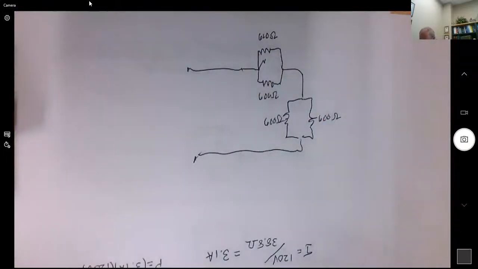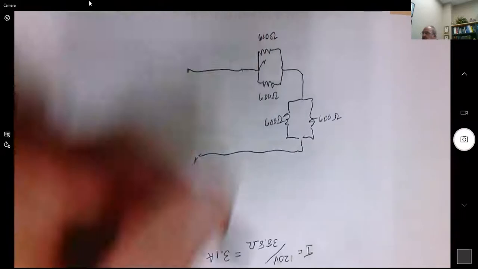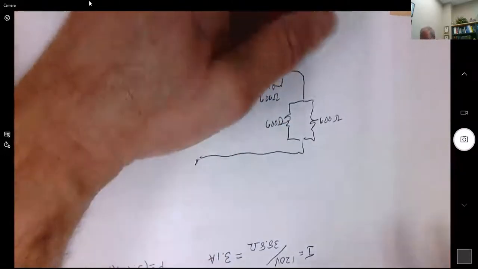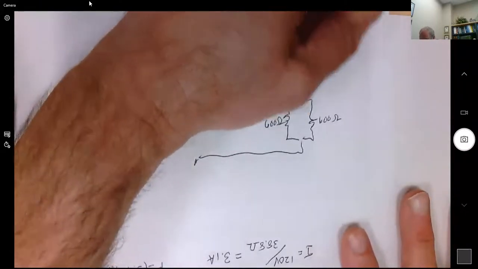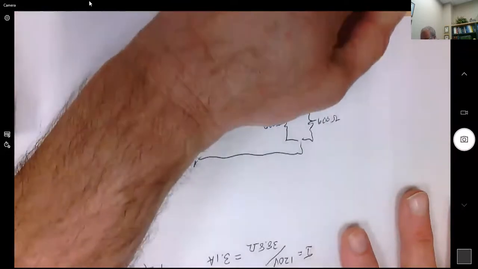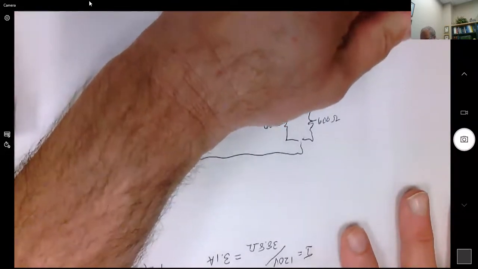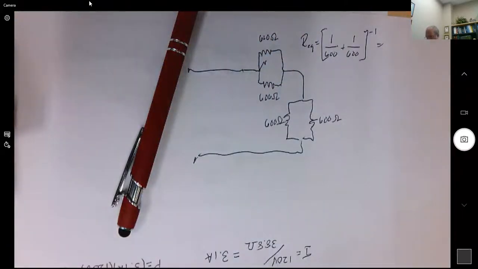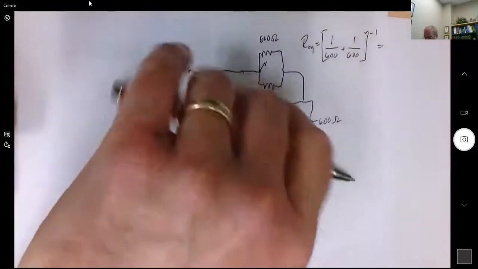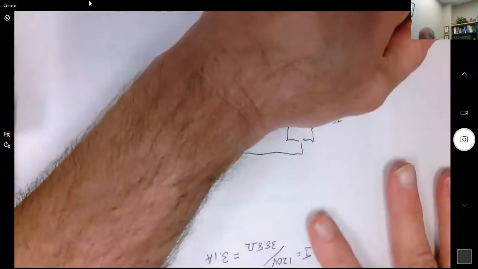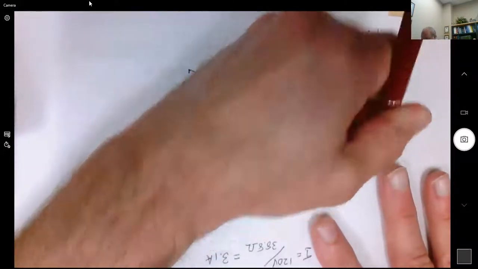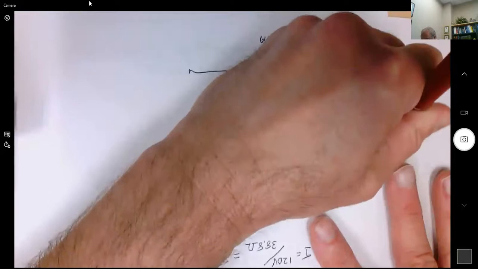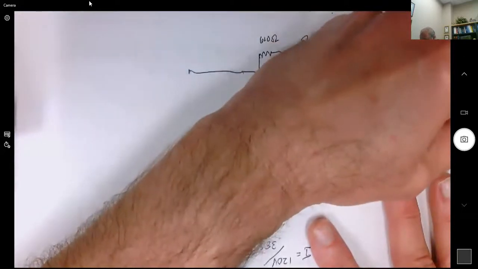So what we're going to do is we'll do an equivalent resistor here, and we'll do an equivalent resistor here. Okay, so this equivalent resistor is 1 over 600 plus 1 over 600 to the negative 1 power. So that gives us 300 ohms. This resistor over here, we'll call REQ2, is 1 over 600 plus 1 over 600 to the negative 1 power, which is also 300 ohms.